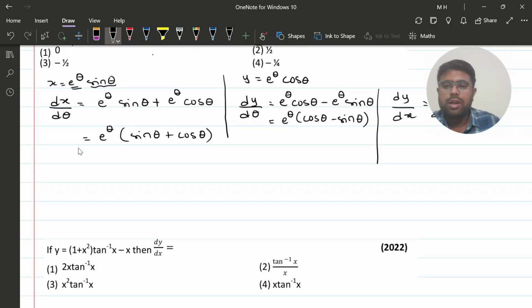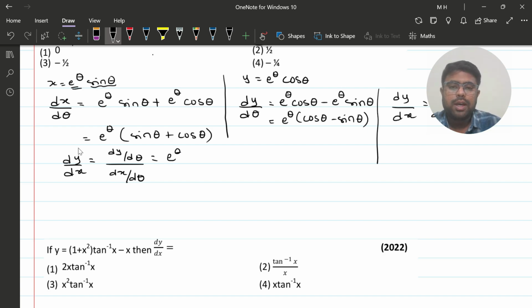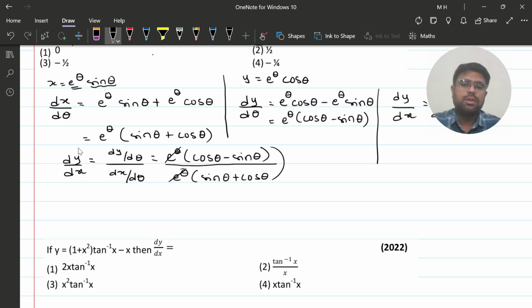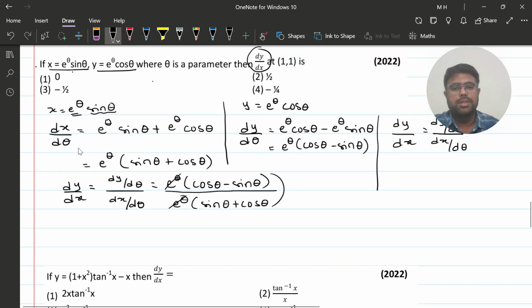Now your dy by dx is going to be dy by d theta divided by dx by d theta, right? So dy by d theta will be equal to e raised to theta into cos theta minus sine theta. It's not e raised to 0, it is e raised to theta, okay? Divided by e raised to theta into sine theta plus cos theta, fine? This is what you have. E raised to theta and e raised to theta will get cancelled out. Now we have cos theta minus sine theta over sine theta plus cos theta.